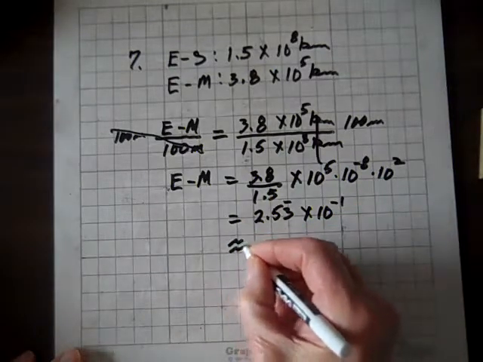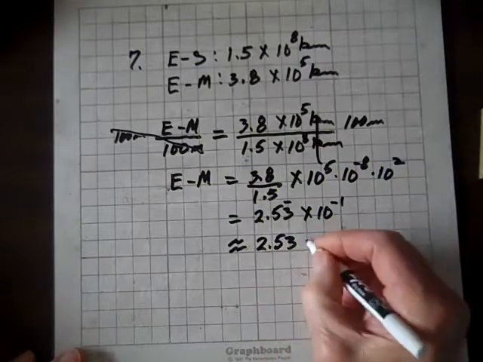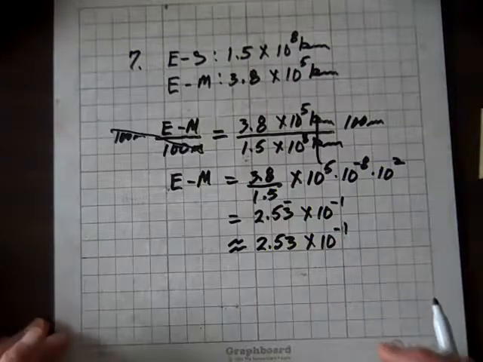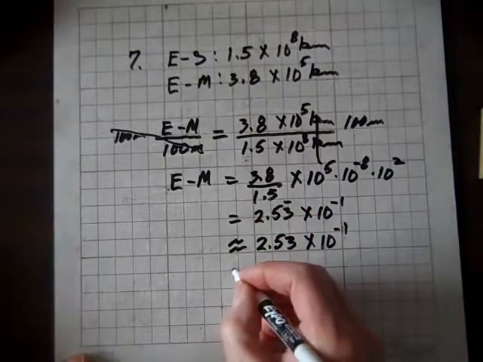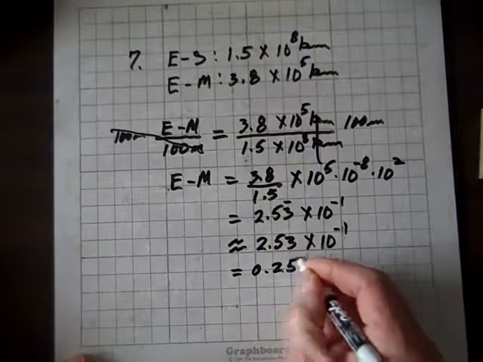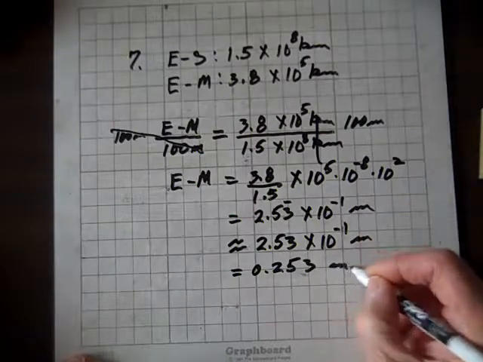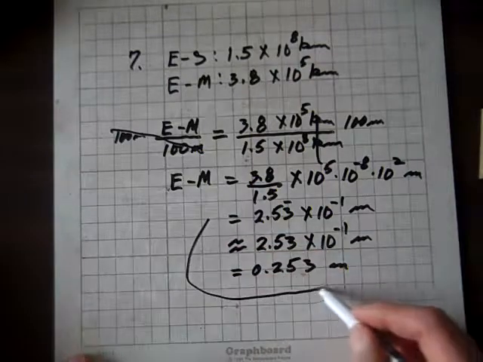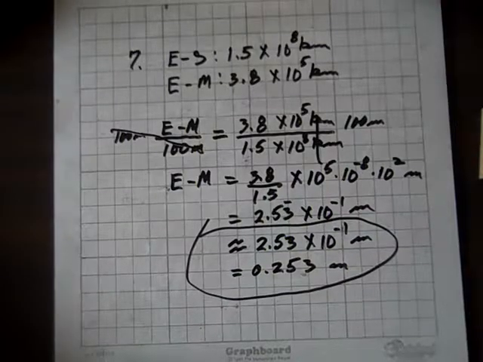So I'm going to round that, and that'll be 2.53 times 10 to the negative 1. And they want scientific notation for that. And if we weren't using scientific notation, that would equal 0.253. And those are meters, by the way. Meters, meters, and meters. So either one of these will work. Let's go on to the next one.